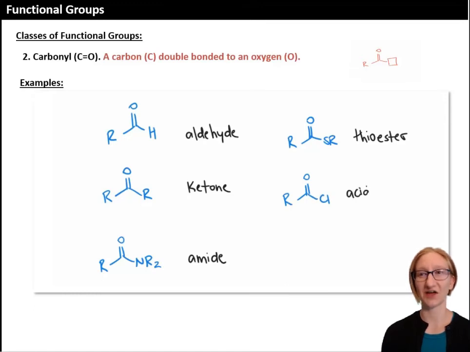And this extends to other halogens as well. We can have other types of acid halides, but the acid chloride is by far the most common. And finally, a carbonyl directly bound to an alkoxy group, or an OR, is an ester.